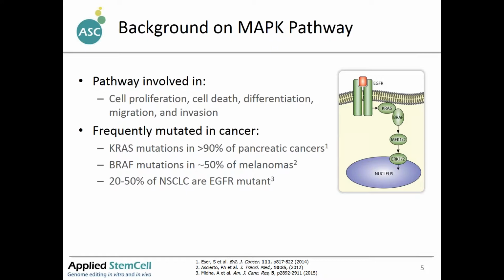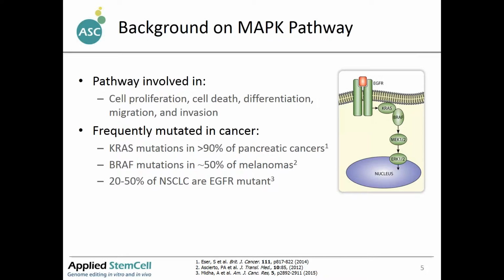If you look at pancreatic cancer, these cancers typically have KRAS mutations in greater than 90% of malignancies. There are BRAF mutations in approximately 50% of malignant melanomas. And in non-small cell lung carcinoma, we typically see EGFR mutations in about 20% to 50% of cases, with the 20% being present in Western populations and approximately 15% in East Asian populations. So we wanted to design a molecular toolkit that could be used to aid in the diagnosis and study of these mutations within the MAPK pathway.